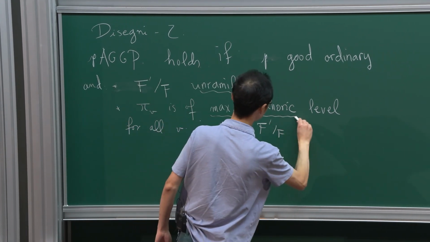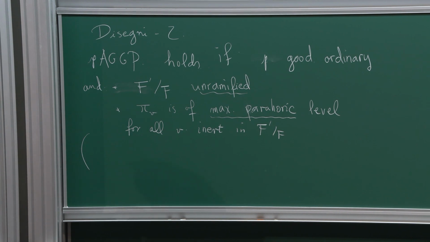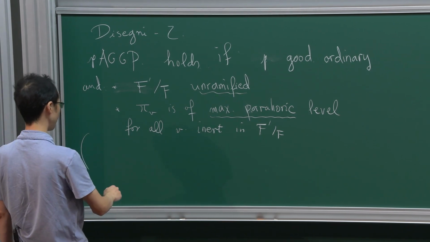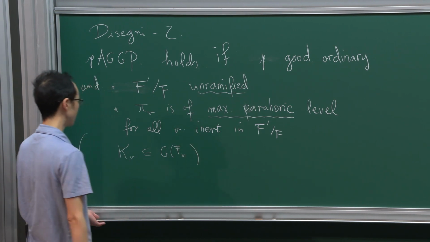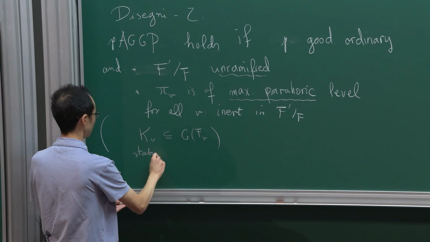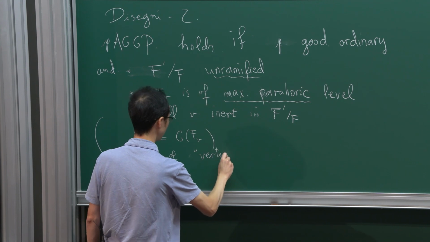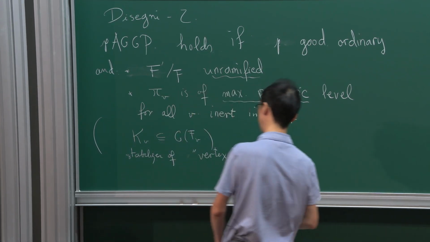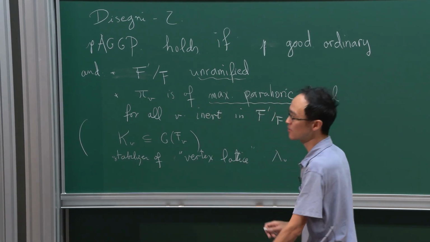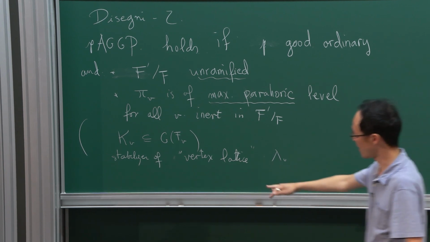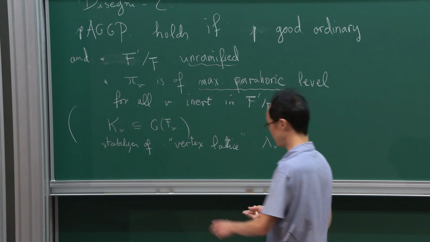Let me say more precisely what this condition of maximal parahoric means. It either has a hyperspecial level, in which case the representation is unramified, or it has a fixed vector by a certain compact open K_v inside G(F_v), where K_v is the stabilizer of a so-called vertex lattice. Let me explain that. Here a lattice called Λ_v, for each factor, inside the local Hermitian space, is called a vertex lattice.